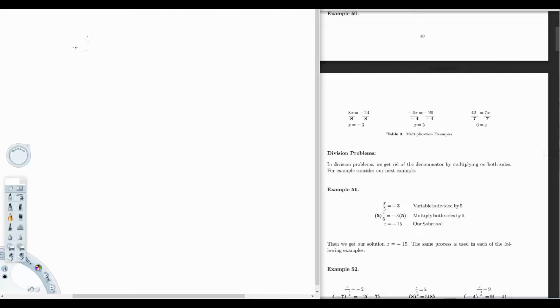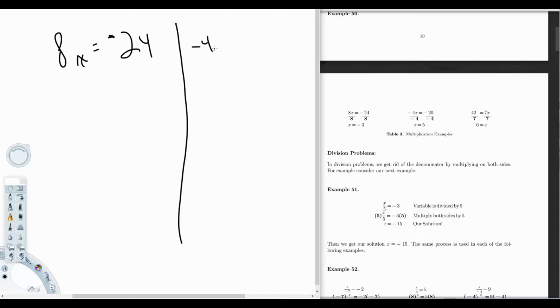Moving along, example 50, more problems. And math is about doing problems. You don't know exactly what it's for, but it doesn't matter because you're doing problems and you hope you're going to get it along the way. So let's take a look at this. I'll put the other problem here.